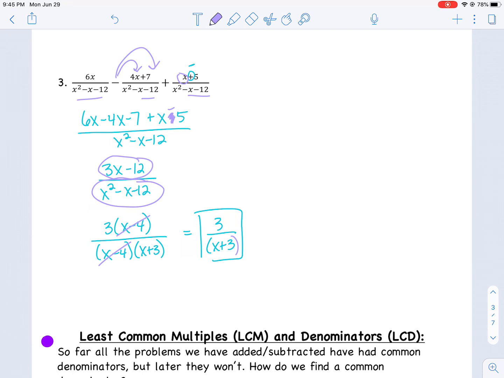All right, make sure that you are good to go with adding and subtracting rational expressions with common denominators, because eventually they're not always going to be common denominators, and we're going to have to add one more step on. We're going to have to get our own common denominators and then add and subtract. So make sure you get good at this before we get a little bit harder.